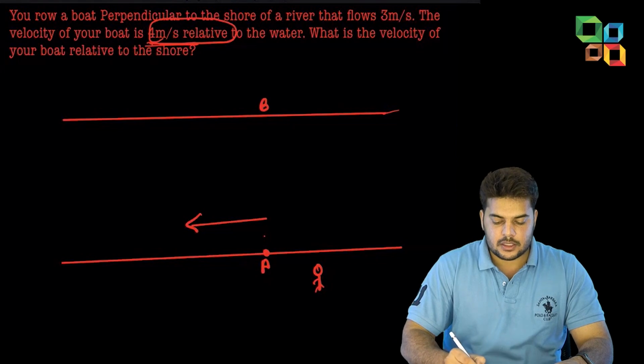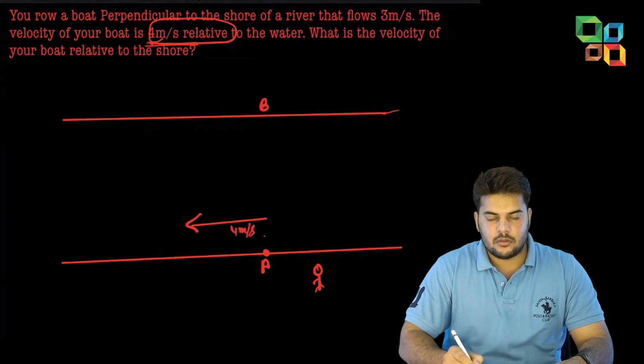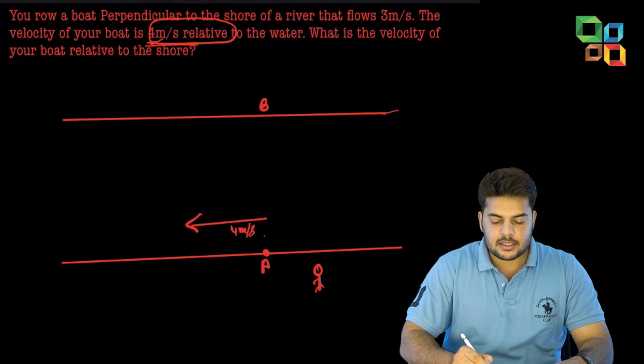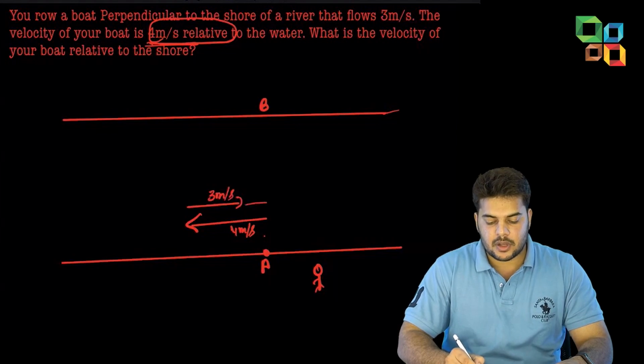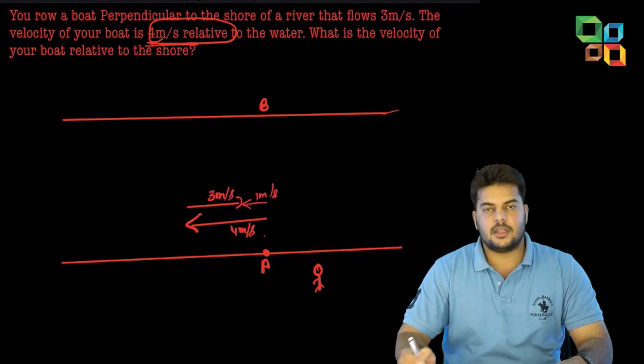Yeah, correct. Yes, you're right. This is 4 meters per second this way, but the river at the same time would drag you back, isn't it? At the speed of 3 meters per second. So your resultant speed would be only this much, 1 meter per second. Does that make sense?